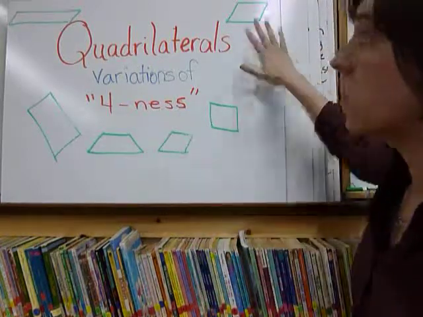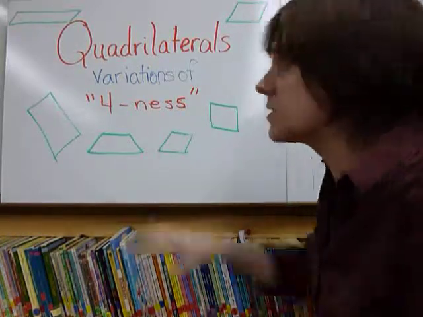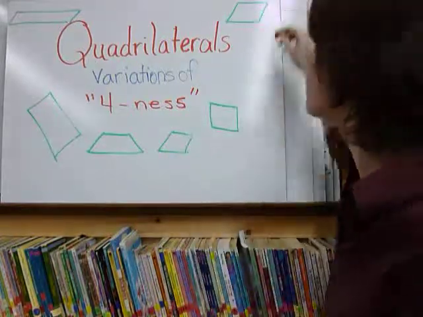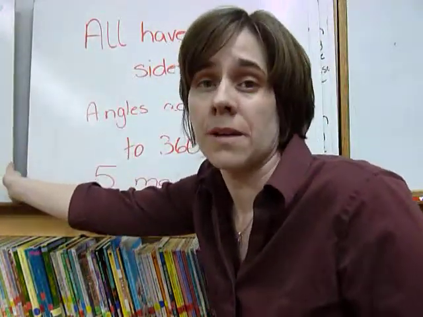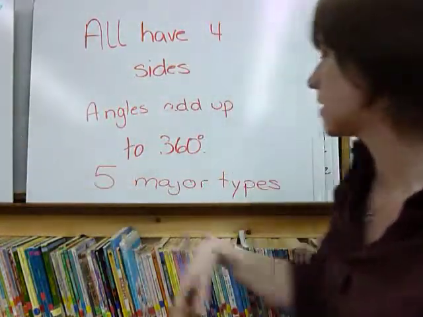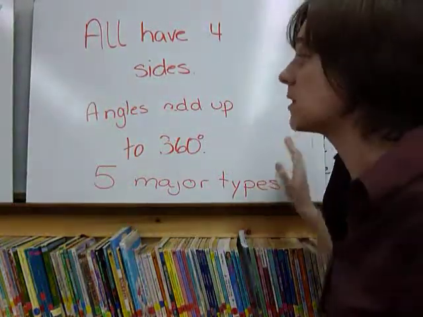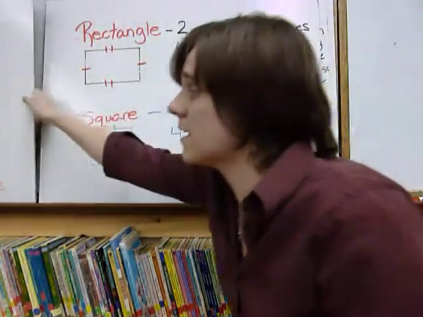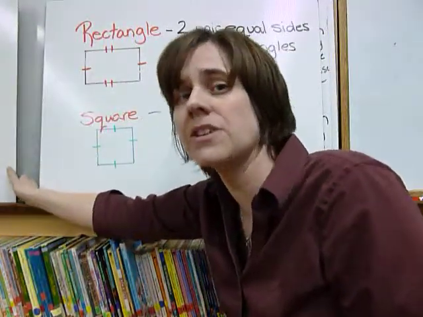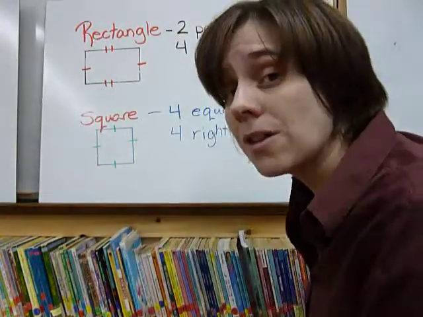Today I want to talk about quadrilaterals and their variations. Each will have 4 sides, and their angles will add up to 360 degrees. There are 5 major types we want to learn. The tricky part is that one type, by definition, sometimes can qualify as another.